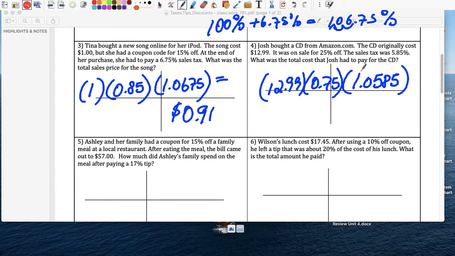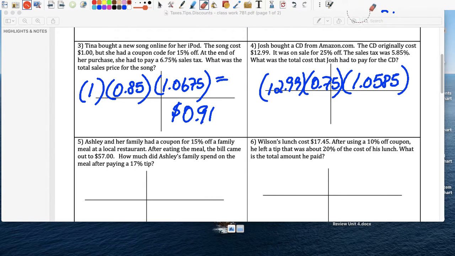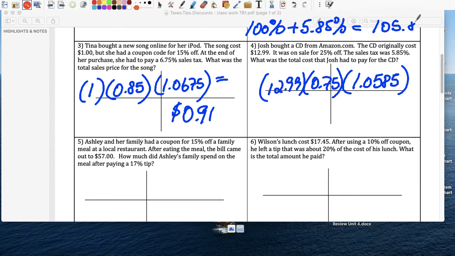Okay, so again, I'm going to go over how I got 1 point. So again, you add, remember, the tax. It's 100%, right, of your total value plus 5.85%, which takes us to 105.85, and you move that decimal 2 over, and that's how I got 1.0585. So 12.99 times 0.75 times 1.0585, ta-da, gives us $6.